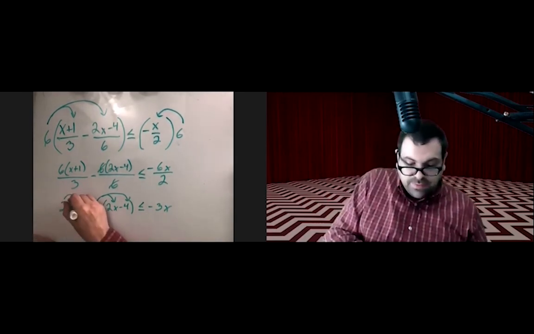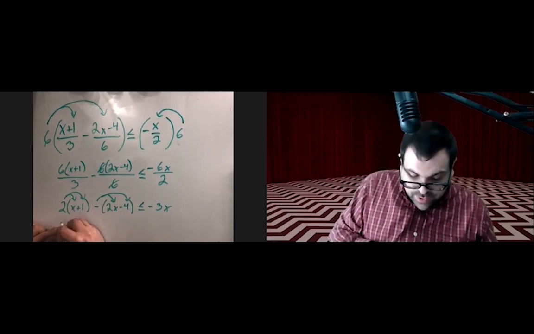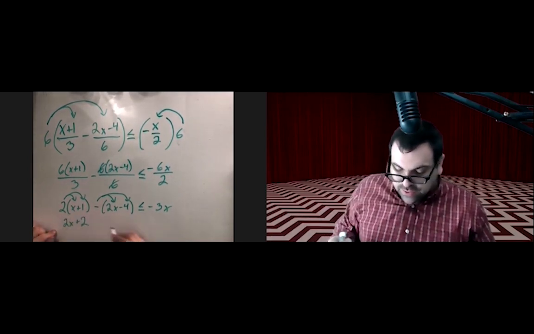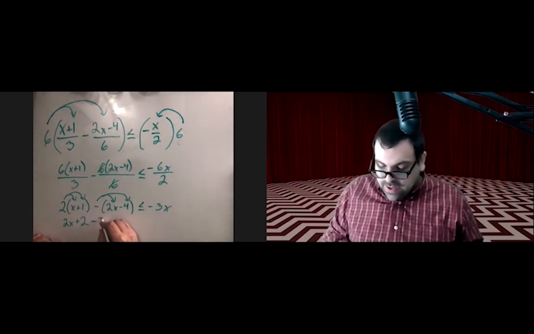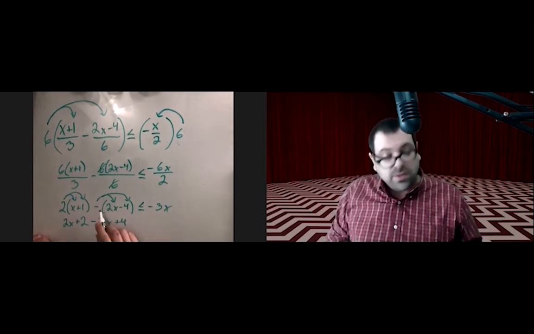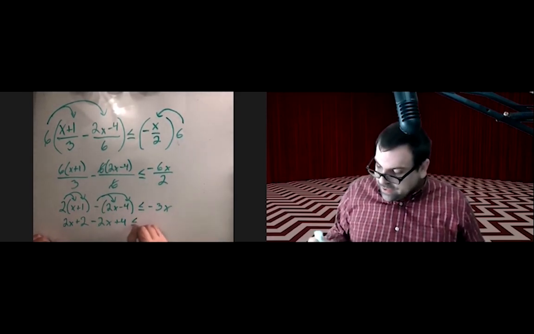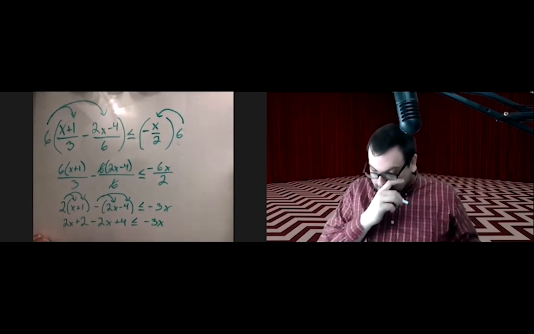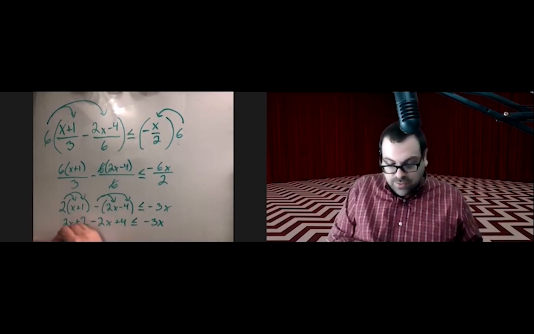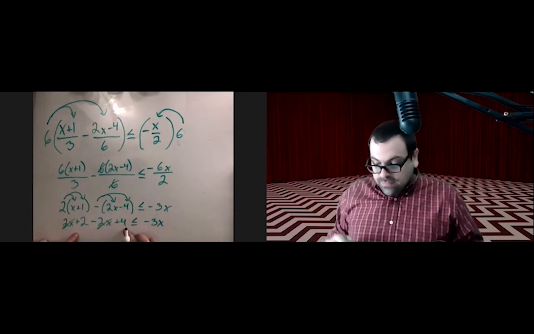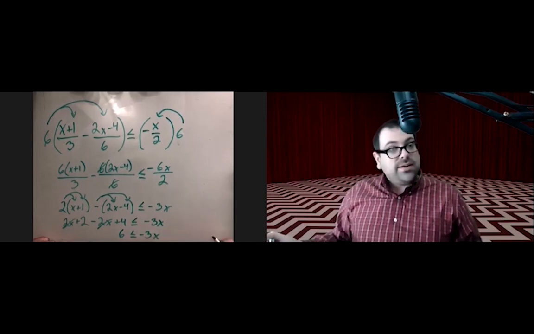If I keep simplifying, I'll get rid of the parentheses next. 2x plus 2. Distribute to get that negative through there. Negative 2x plus 4. The opposite of the negative is positive. Less than or equal to negative 3x. If I combine like terms on the left, 2x minus 2x, those cancel each other out. 2 plus 4 is 6, less than or equal to negative 3x.